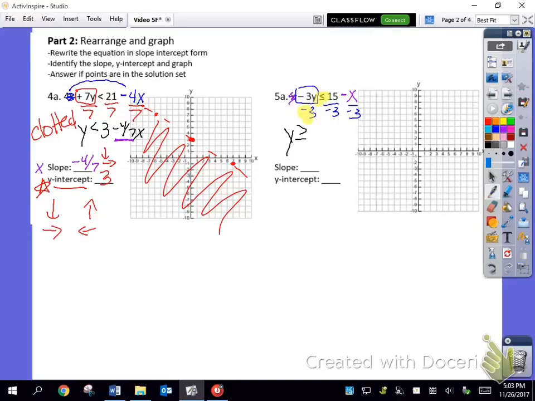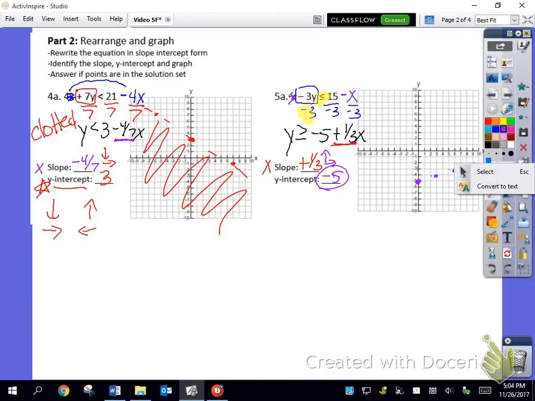y is greater than or equal to -5 plus 1/3 x. The slope is in front of the x, so that's positive 1/3, and my y-intercept is -5. Remember, you have to do this first. So start at -5. My slope tells me go up 1, right 3: up 1 over 3, up 1 over 3, okay?